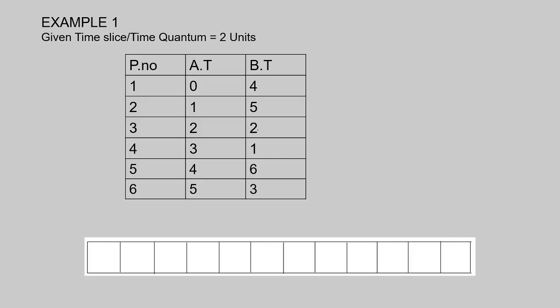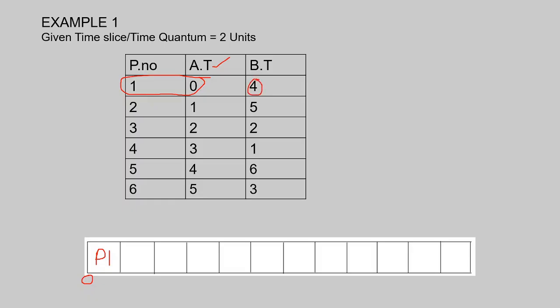Now let us see one example. The time slice is 2 units, so every process will be given 2 units for execution. To begin with, first consider the arrival time. Check at the 0th unit which process has arrived. At the 0th unit, process P1 has arrived because this is the first process in the queue. So allocate the CPU to process P1, which has come with burst time 4.